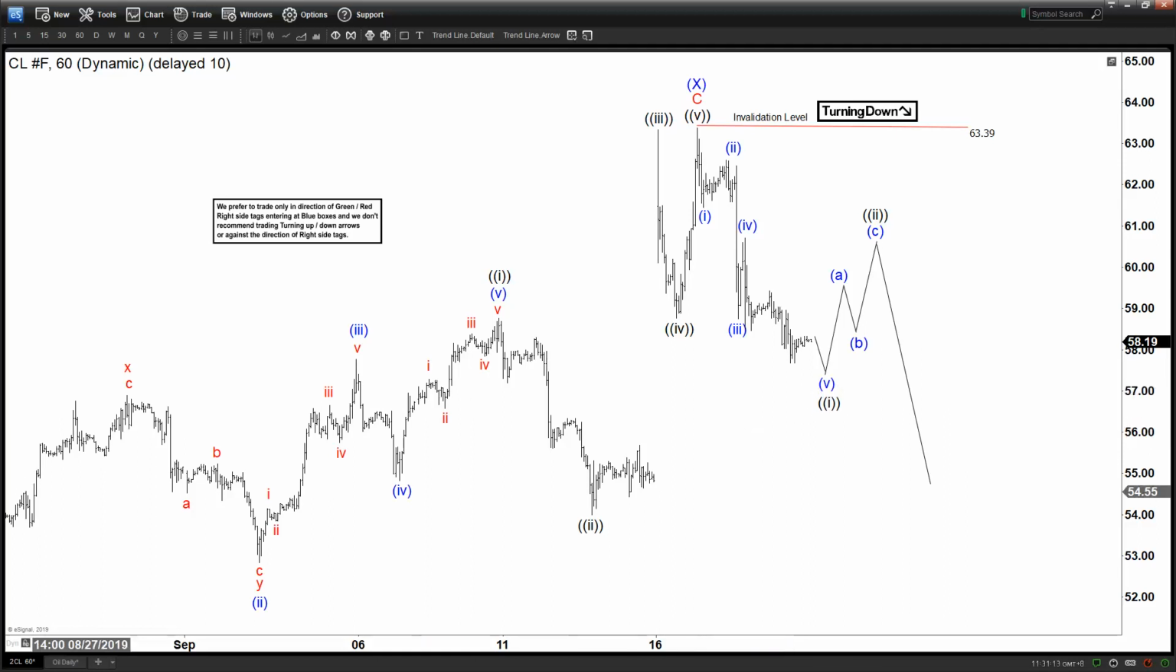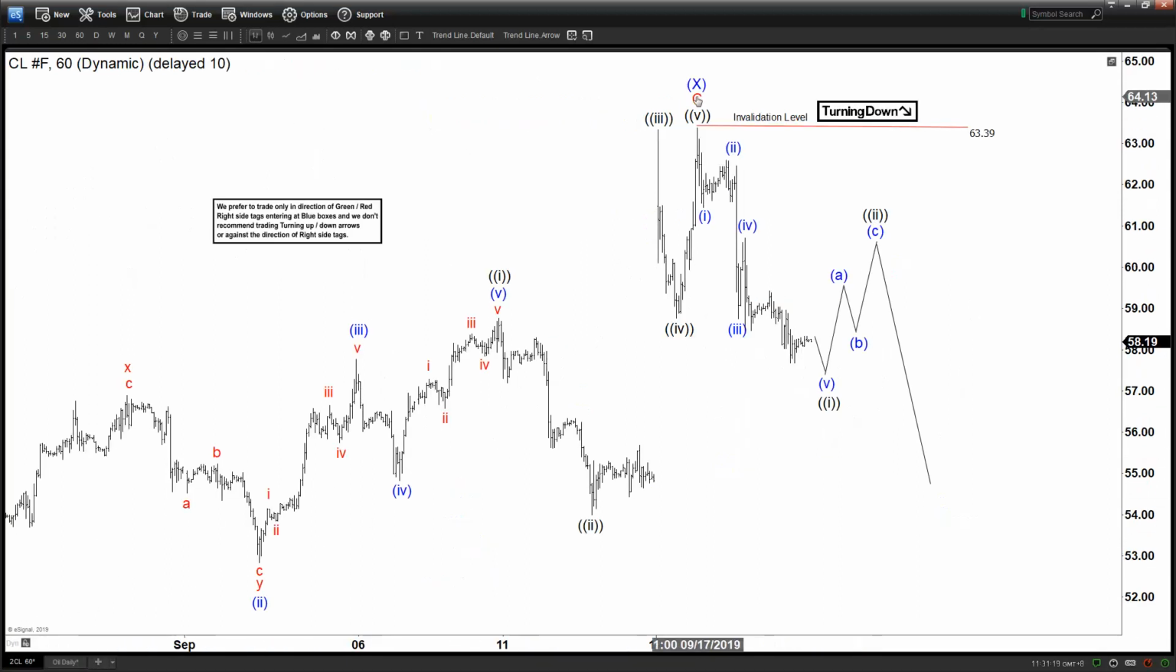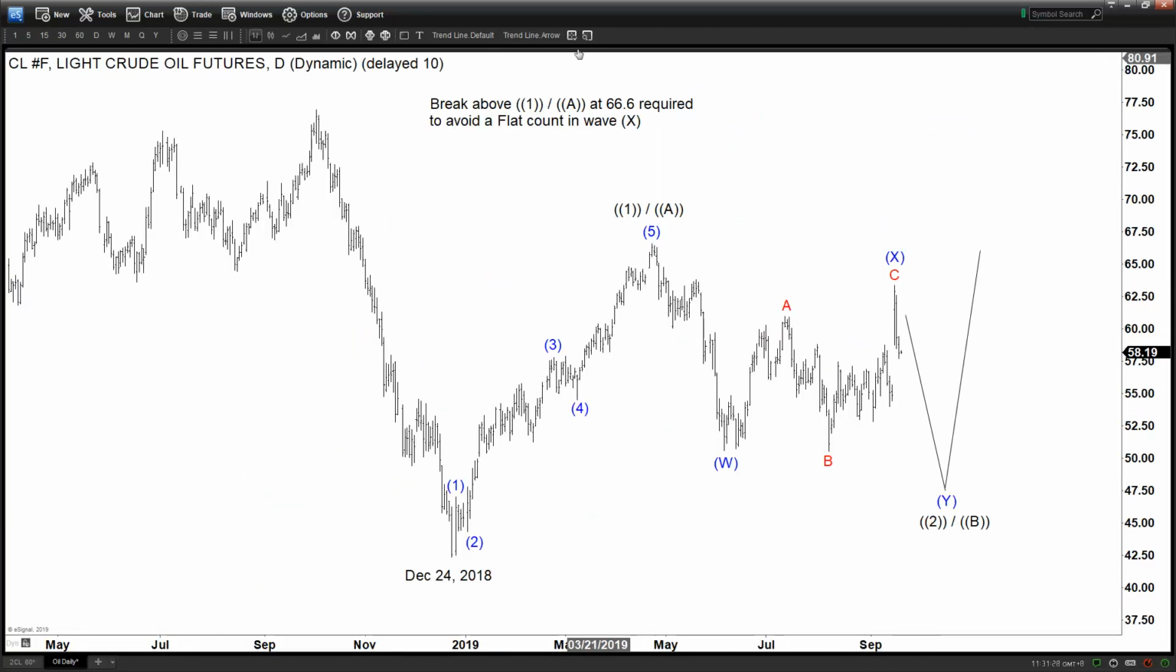What's going to happen? If you take a look at the larger degree, okay, this is a daily chart. Now you can see this C and X here from the 1 hour, and the 5 waves up with a gap on the weekend. So that's this one. This is the gap on the daily chart. This is the gap. That's your C, that's your X.